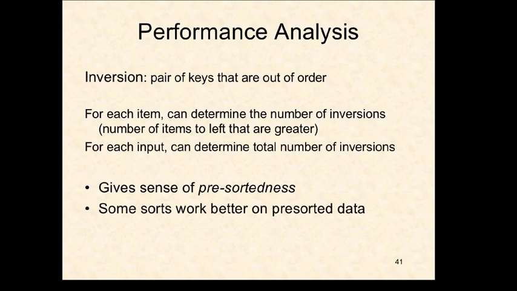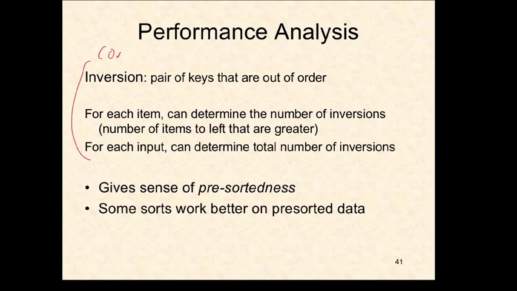Now, one way we can analyze this data coming in is we could count the number of inversions. So for every item in the array, I'm going to count how many items to the left of it are greater than this item. That tells me how out of place this one item is. And if I do that for every element in the input, I would know how out of order the entire thing is. Now the problem with this is counting.